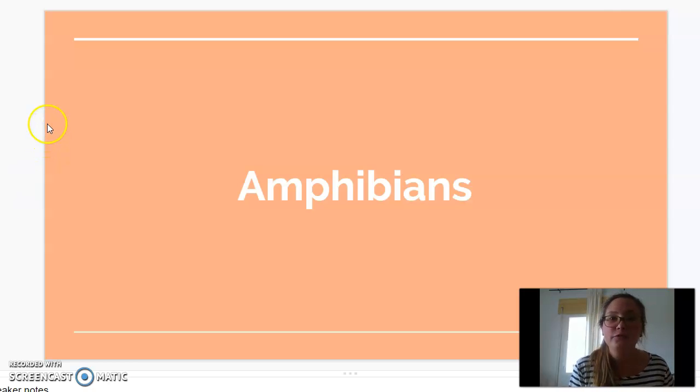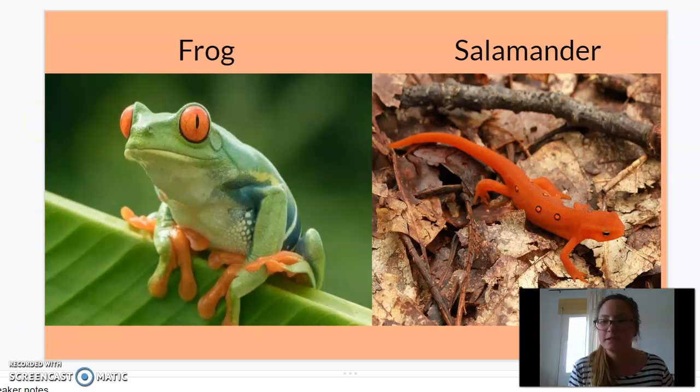Amphibians. Here are 2 examples of amphibians. First, we have a frog. Next, we have a salamander. Salamander. Can you say that? That is a difficult word to pronounce. Frog, salamander. These are amphibians. Amphibians have backbones.